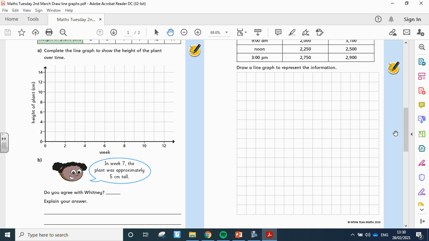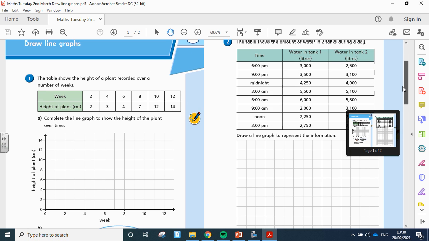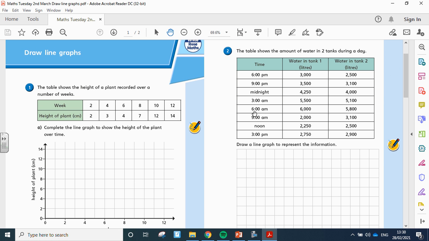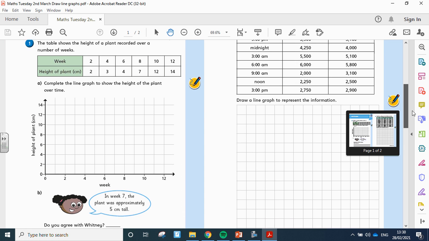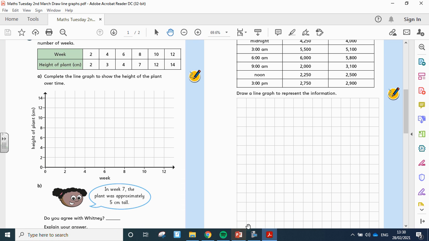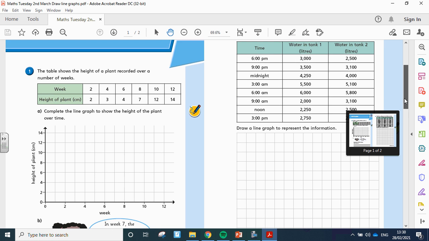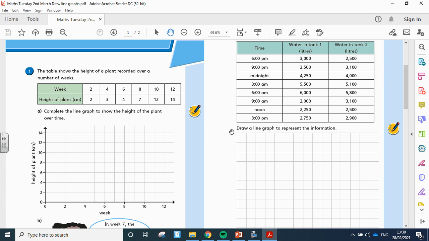Okay. Question 2 then, if I just go back up here. We've got the amount of water in 2 tanks during the day. Tank 1, tank 2, and the time. Now this time you've got to put in what you're having on the axis. So I would always do time along the bottom, and then you'll have your measurement of, was it in litres? Yeah, your litres down here.